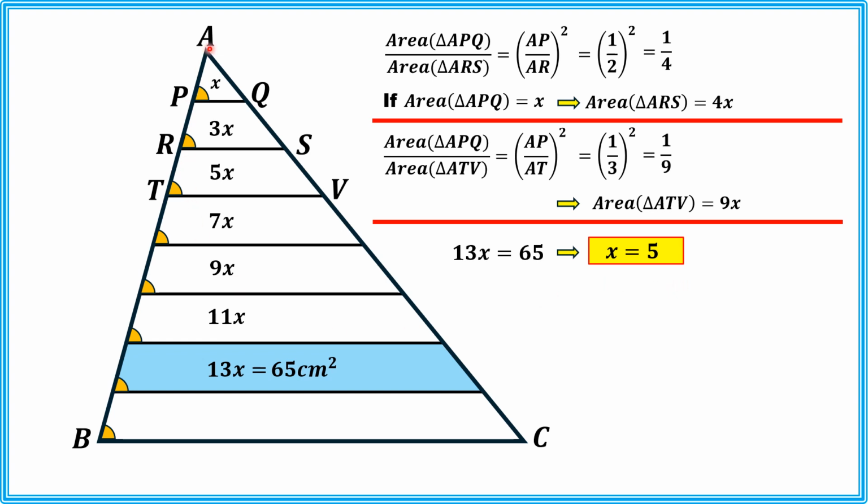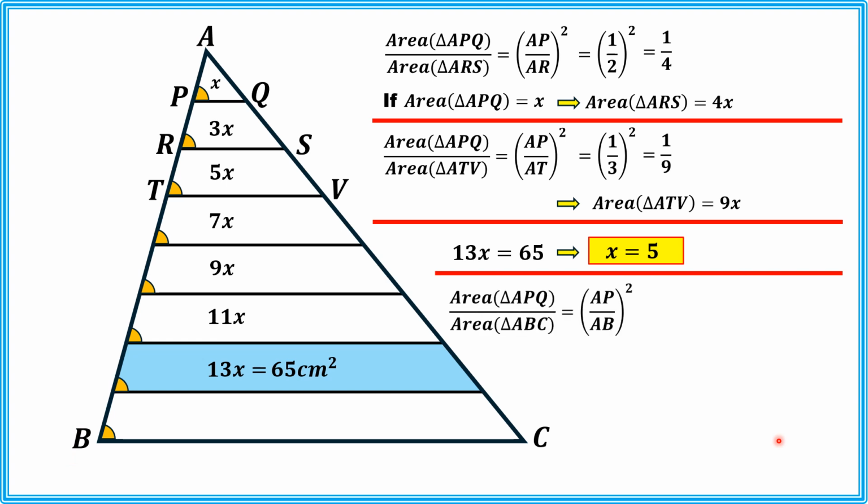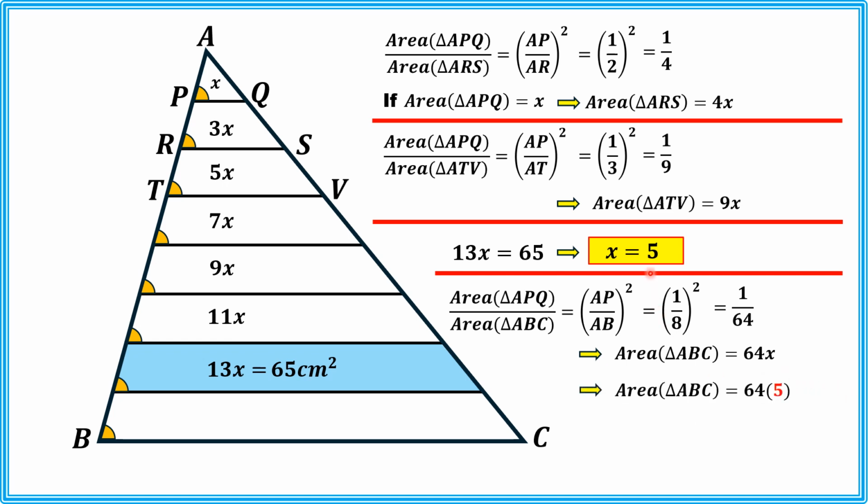Now we take the ratio between the triangle APQ and ABC. In the same manner, since there are 8 parts, this will be equal to 1 over 8 squared, and hence equal to 1 over 64. Now the area of triangle ABC is equal to 64x and x is equal to 5, so substituting the value of x as 5, we get the area of the triangle ABC equal to 320 centimeter squares. That is the answer.